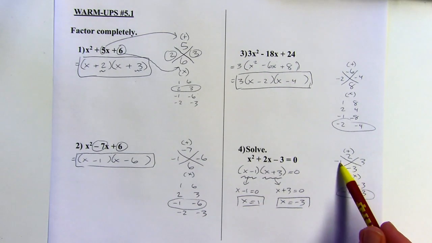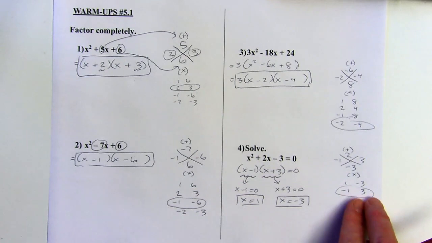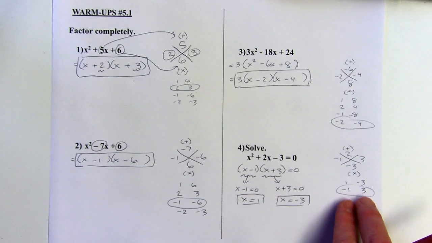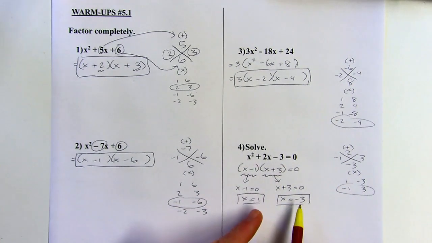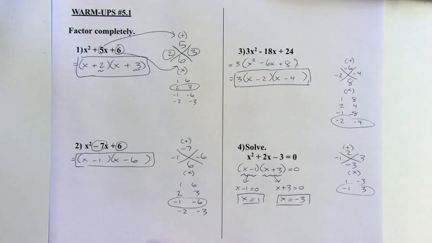Another thing I see people do on problems like this when it says solve, they do the diamond problem, and then when they find their combo, they say, oh, that's what x equals. That's not telling me what x equals. That's telling me how to factor this. And then I still have to use the zero product property to get my answer.